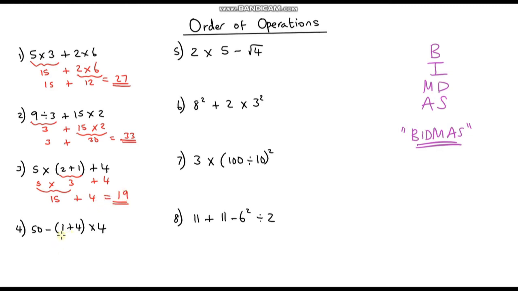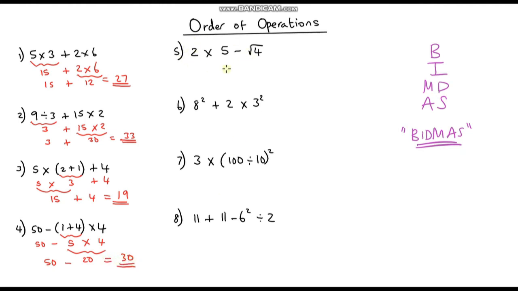Okay, again we've got brackets, let's do these first. 1 plus 4 gives us 5, we've got 50 minus 5 times 4, but now we do the multiplication before we do the subtraction. So we do this bit first. 5 times 4 is 20, so we've got 50 minus 20, which is 30.